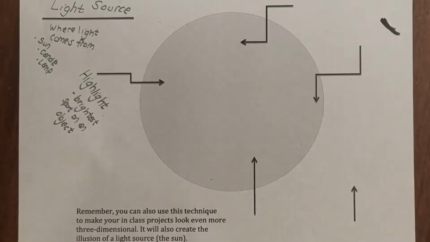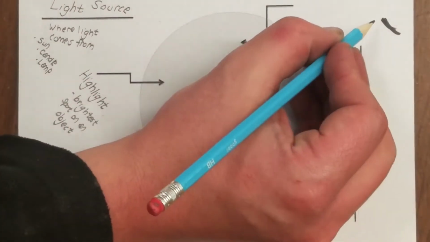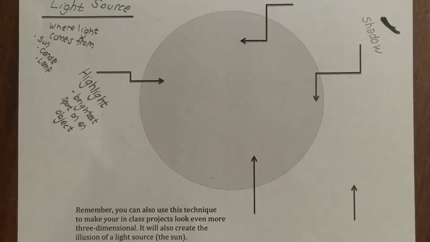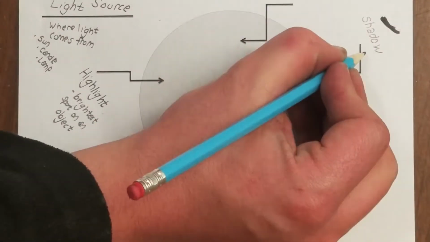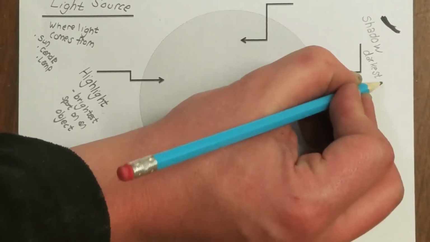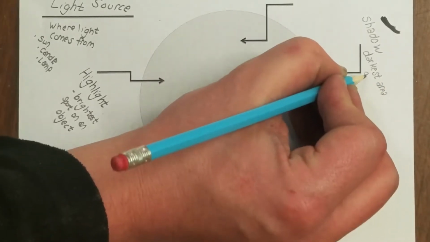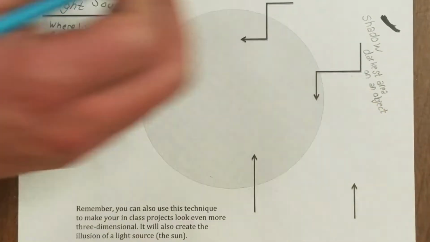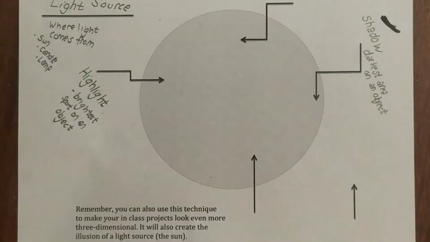It's usually the whitest area if you were doing a gray tone, which we're going to do right now when we make our sphere. It's going to be a gray tone. Alright, the darkest area, that is your shadow. The shadow is the darkest area on an object. That is the definition, so please write darkest area on an object. Why is it the darkest area? Because it's the furthest away from the light source.